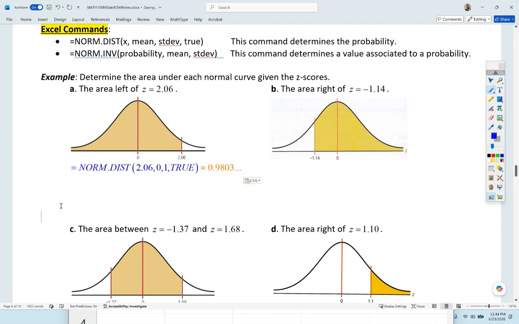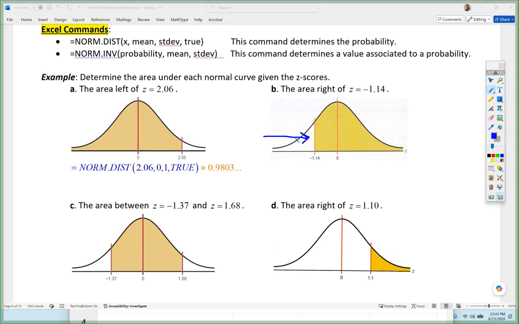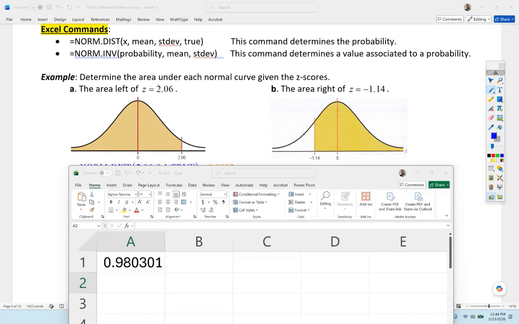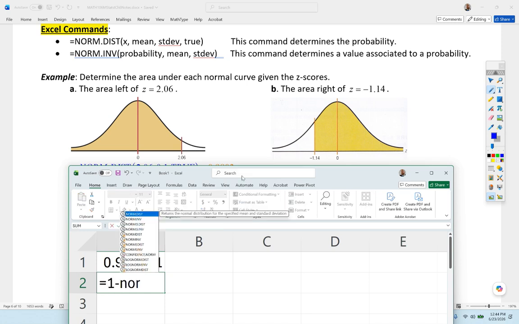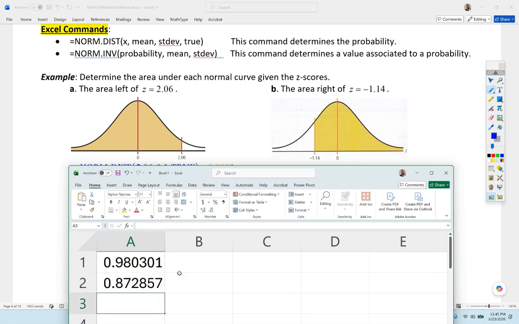It's left to right. However, the next one is not going to work out the way we think, because if I do the area left to right, it's going to give me this area, because this is version 2, or type 2, which means I need to do 1 minus this to actually get the correct answer, right? So let's do equals 1 minus normal dot distribution negative 1.14 comma 0 comma 1 comma true. Okay, so I get about 87. Okay, so this is about 87 there.